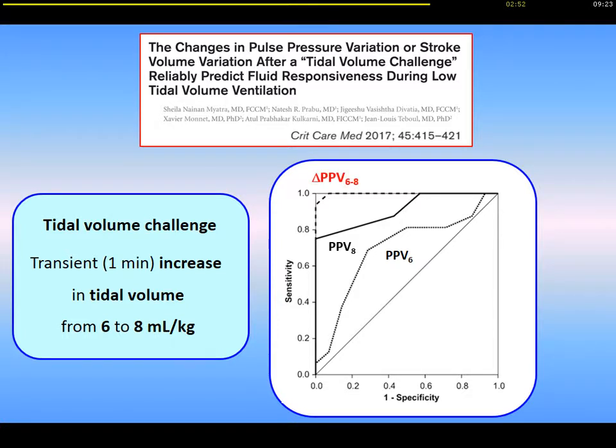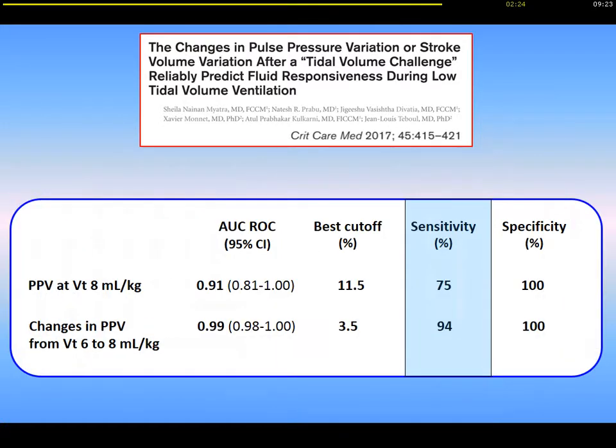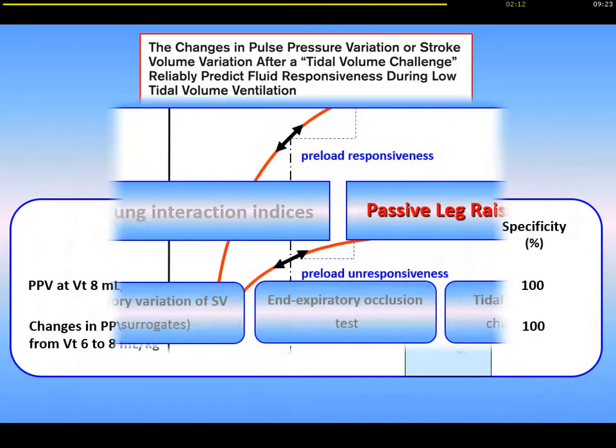But what was further better was the delta, the changes in PPV from 6 to 8. I can take an example. If you have 7% at 6 ml, and you increase tidal volume, and you obtain 11%, you can say the patient will be fluid responsive at 6 ml. And the threshold value we found was 3.5. And it was better than PPV at 8 in terms of sensitivity. So I would recommend to use this, to look at the delta. It is very simple to do.